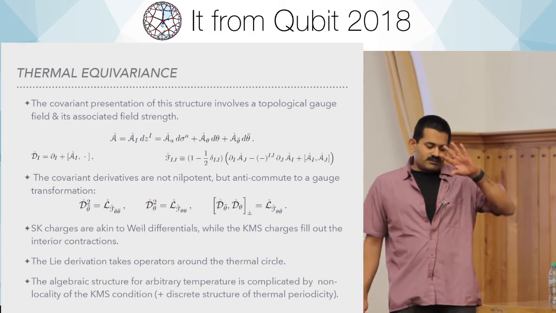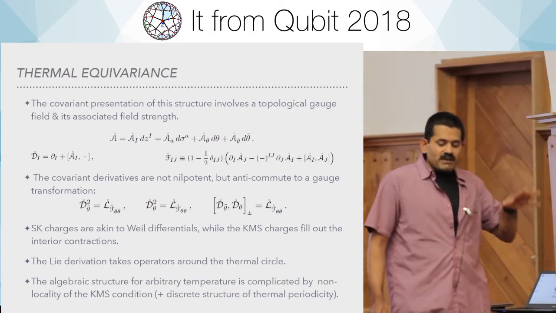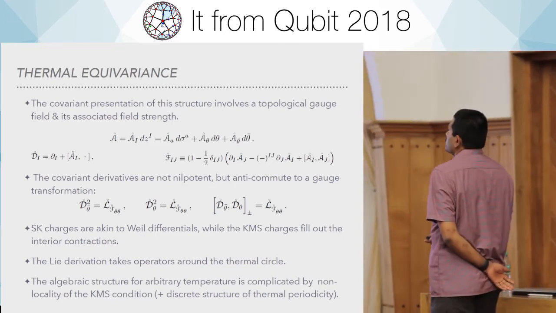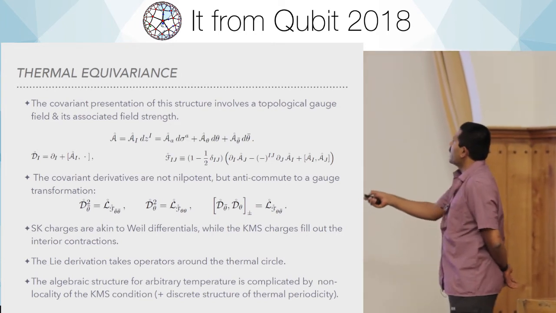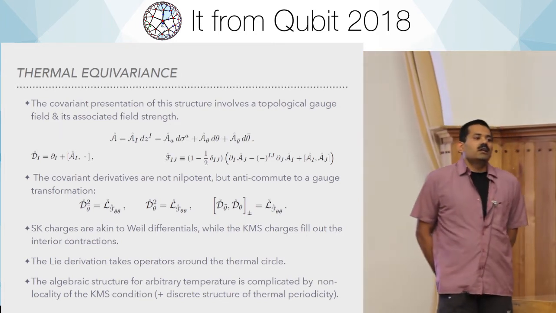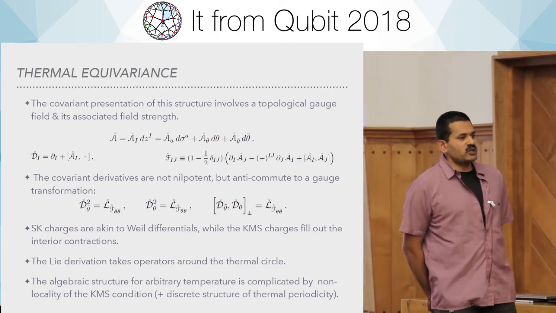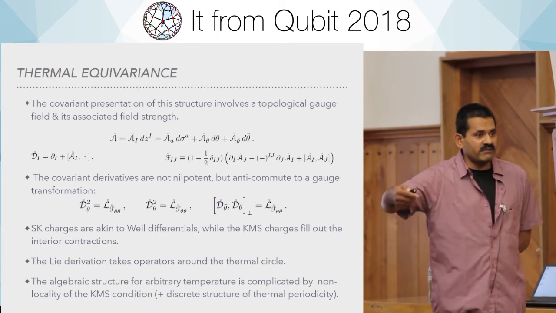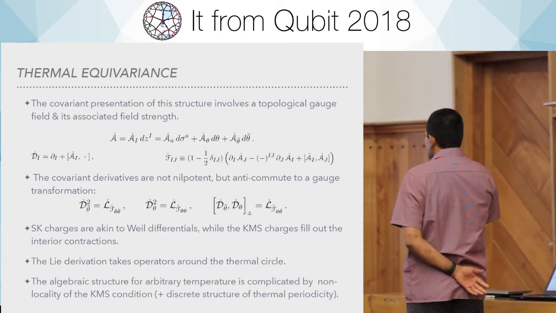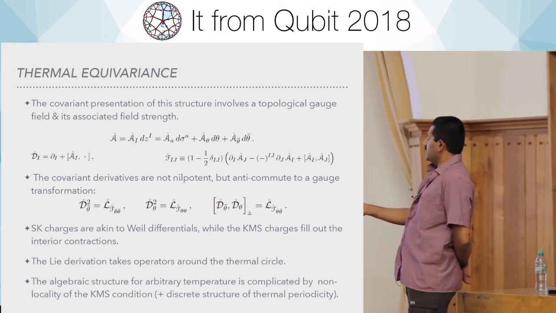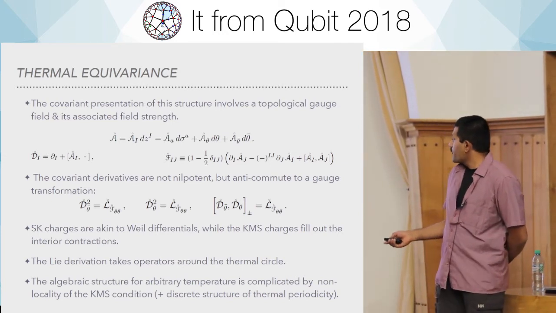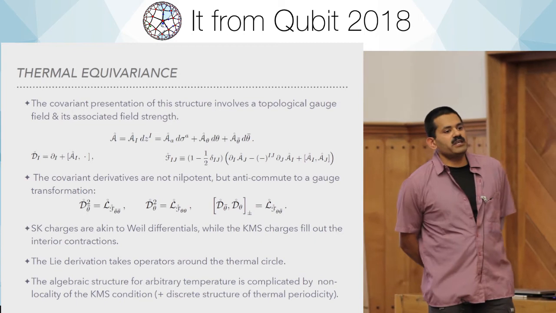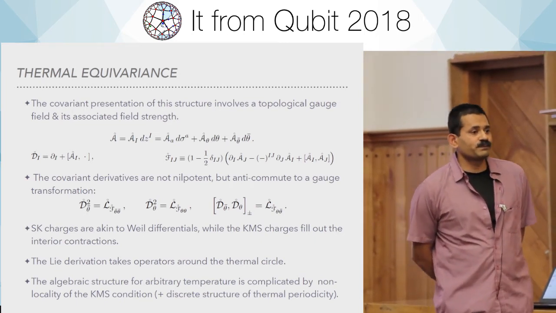Rather than give you the overall story, let me say that the best way to think about this is in the language of gauge theories. The covariance story here involves a topological gauge field and its associated field strength, and the gauge covariant topological charge, which is the right thing to work with, is no longer nilpotent because it's a gauge covariant derivative. It's not an ordinary derivative, but it anti-commutes to a Lie derivative along a field strength. Okay?